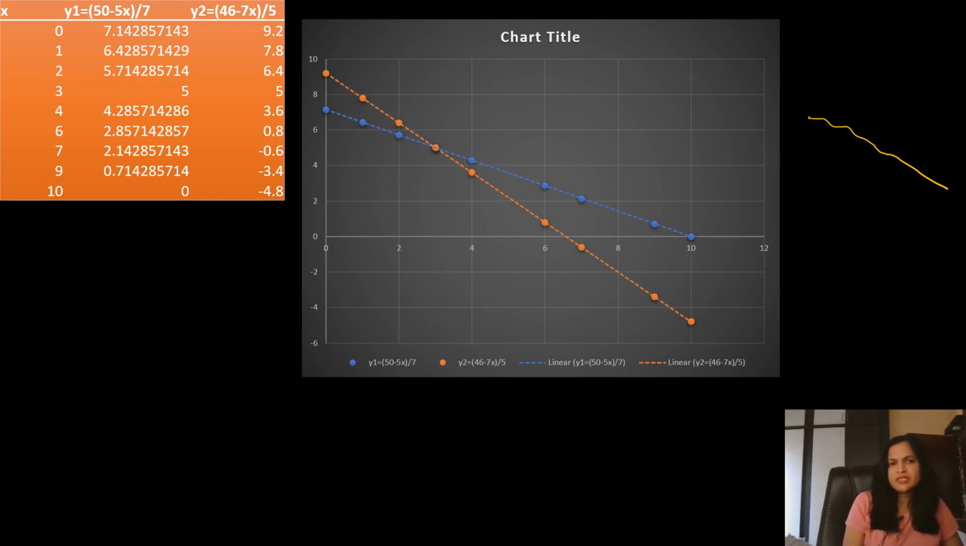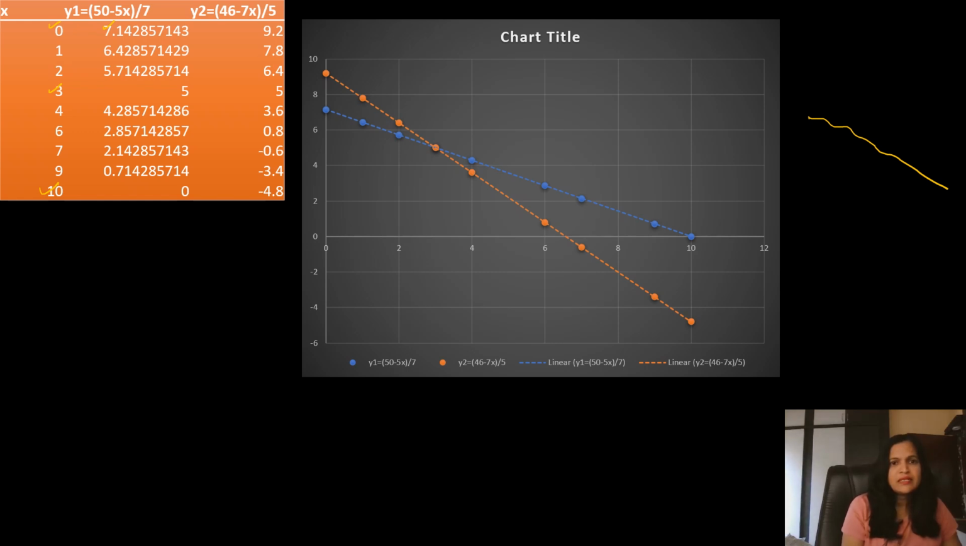If such a problem is asked, what should you do in the exam? If the exam says you should solve it by the graphical method, then take only 3 points. Take 0, find the value, then take a middle value 3, then again 10. Calculate these 3 points, mark them, then join them. Let's take y1 when x equal to 0.